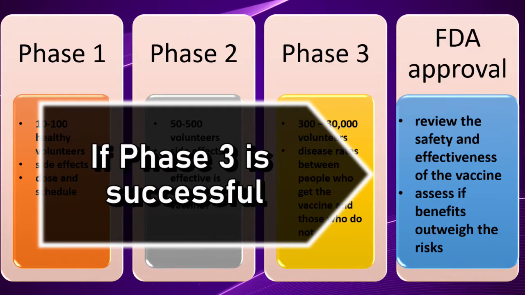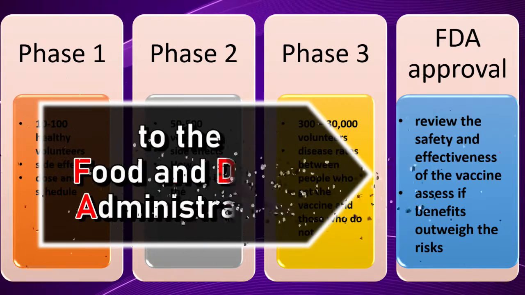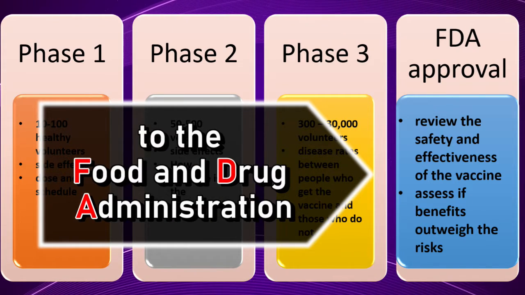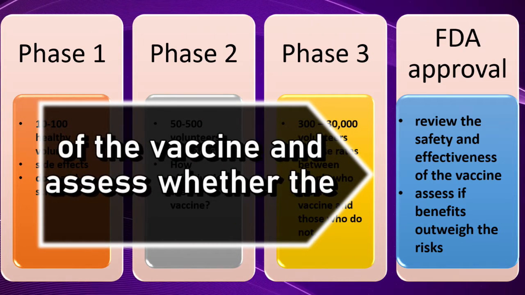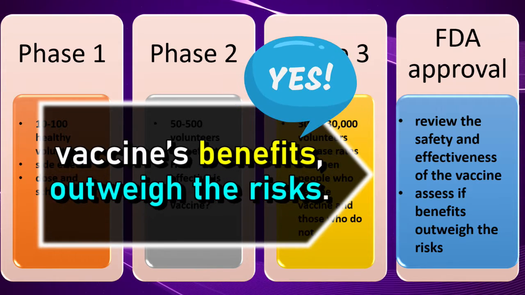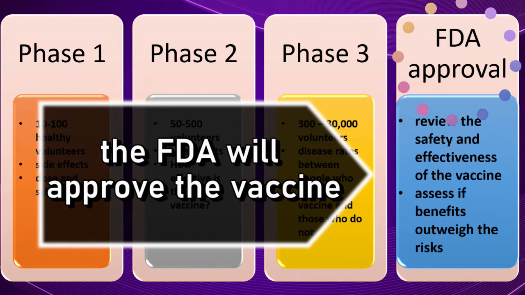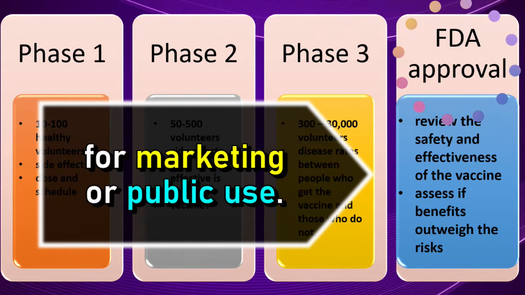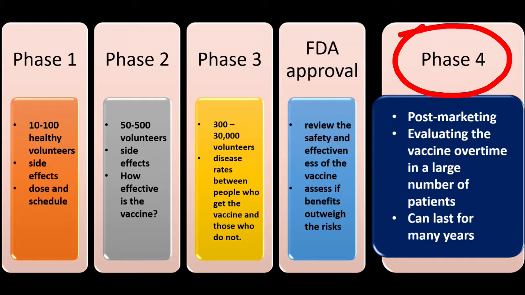If phase 3 is successful, the sponsor applies for a new drug application to the Food and Drug Administration. The FDA will review the safety and efficacy of the vaccine and assess whether the vaccine's benefits outweigh the risks. If the review is favorable, the FDA will approve the vaccine for marketing or public use. After FDA approval, phase 4 of the trial begins.